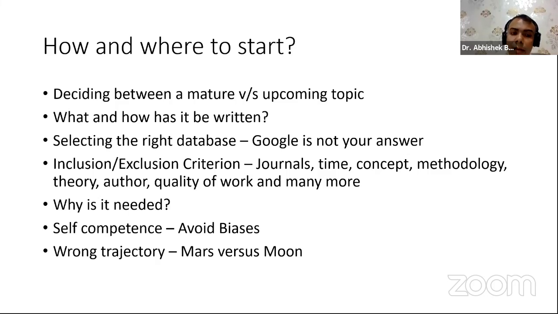The second last point is very, very important, which is called self-competence and avoiding biases. And this is the toughest part in writing a review paper. What you presume is right may not be right. While I am reading a paper, I believe that the authors wanted to convey that X is impacting Y, but actually the authors wanted to say something else. Now, this is completely a debate between what you are doing and what is reality. And a lot of review papers are rejected because of this bias.